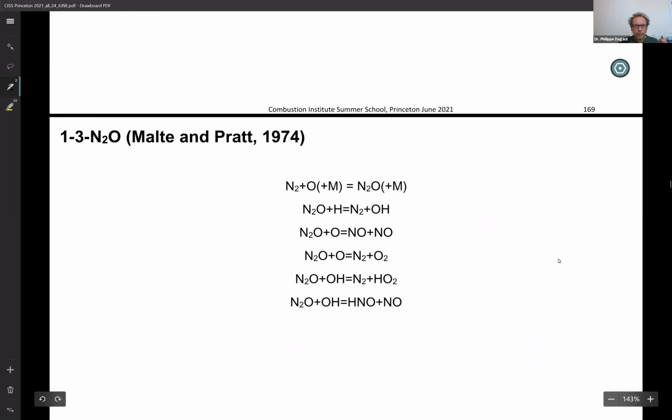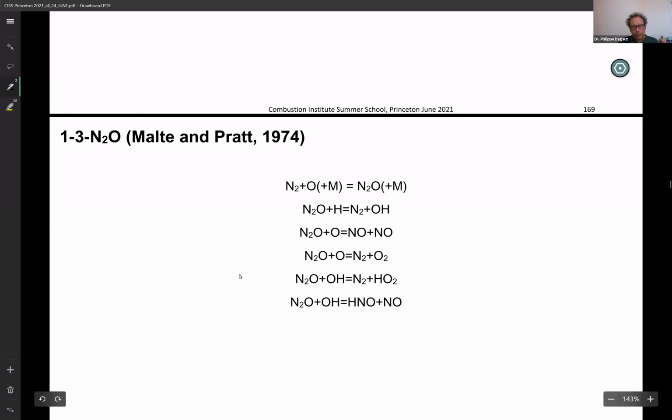The third mechanism was proposed in 1974. It goes through the formation of N2O. So N2 plus O gives N2O, and N2O can react with H atom to reform N2 plus OH. But N2O can react with O atoms and produce 2 NO, or produce N2 plus O2. N2O can react also with OH to produce N2 plus HO2, or HNO plus NO.